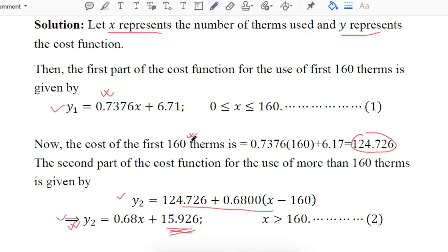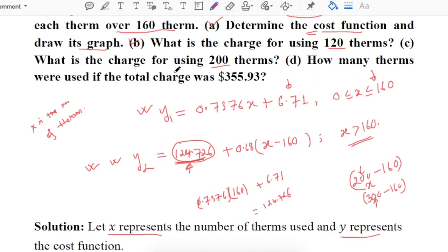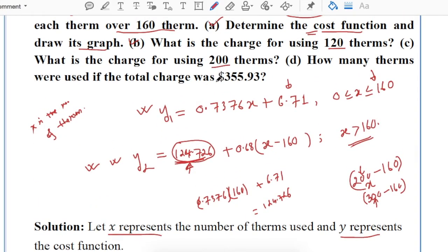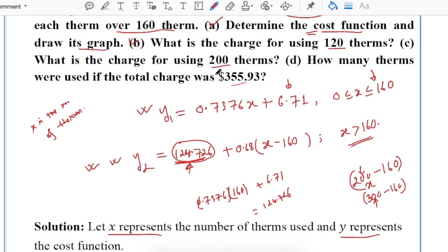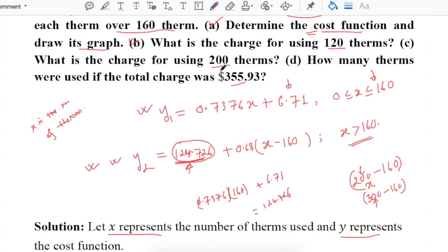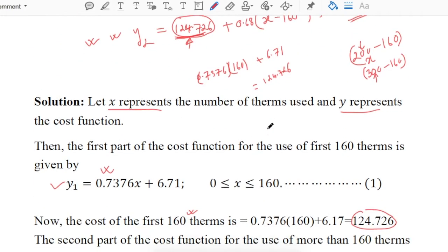Now you are given y in this part. In D you are given y, and this is your total charge. You need to calculate x, how many therms were used if the total charge is this. Now the question is which function you need to use in order to calculate x. Here your total charge is this. Which function you will use in this case in order to calculate x?